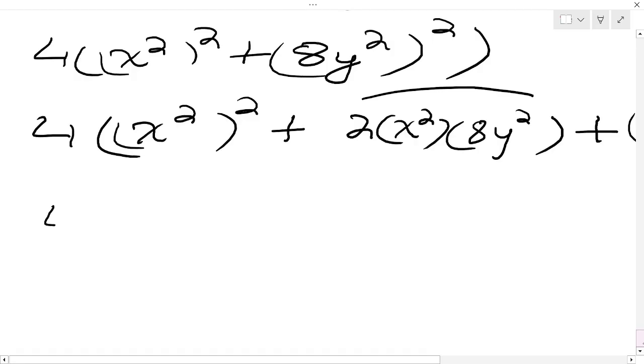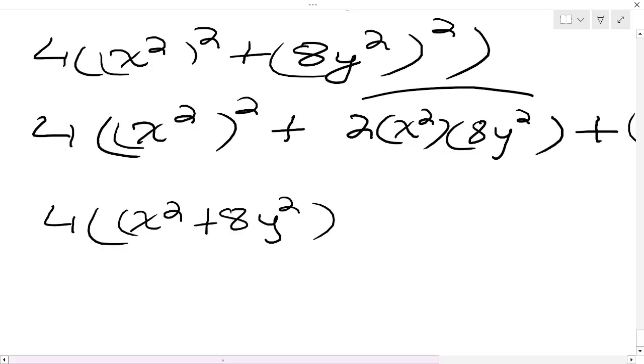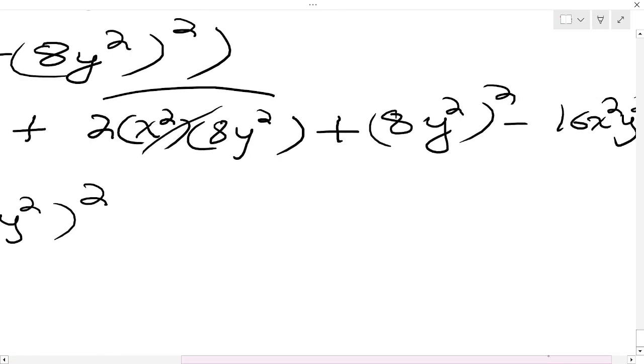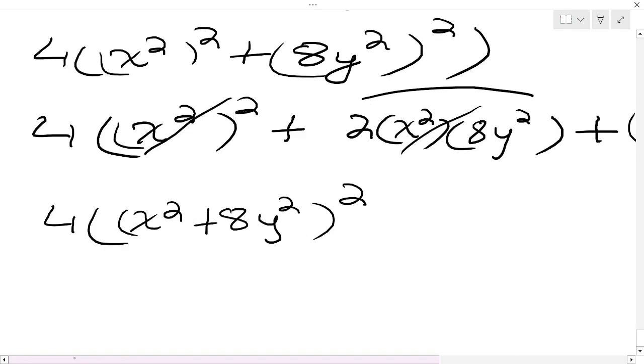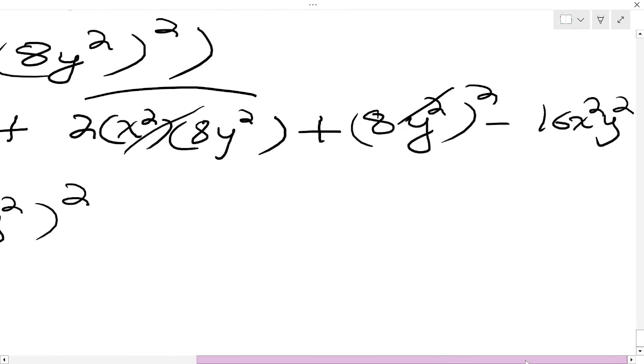So what we will do is we will write 4 brackets. So this is x^2, this is 8y^2. So we will write x^2 being added with 8y^2, and we will take the whole square of it. Now after doing that, what do we have? We took this out, we took this out, and we even took this out. So what remains is 16x^2y^2. So we're just gonna write that down, but we need to simplify that too. So 16x^2y^2, if we simplify that, it is (4xy)^2.